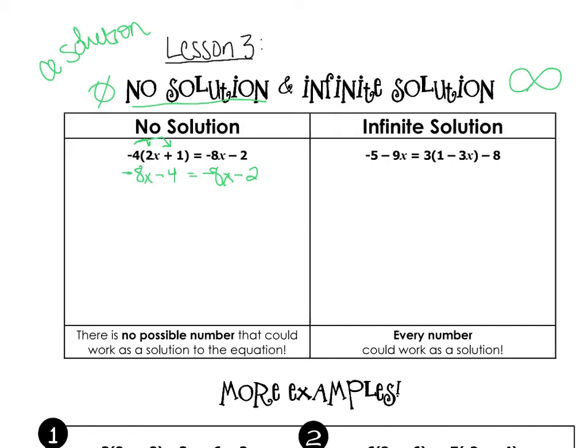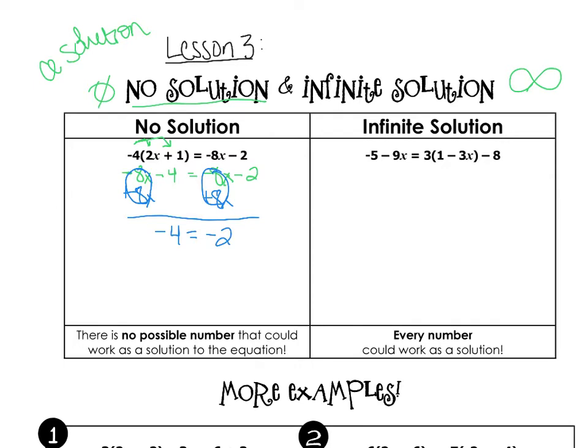So this 8x is going to go ahead and move over to the other side. I'm going to add 8x, add 8x. These will zero out, and so will these. Drop down what survives, and I'm left with -4 is equal to -2.